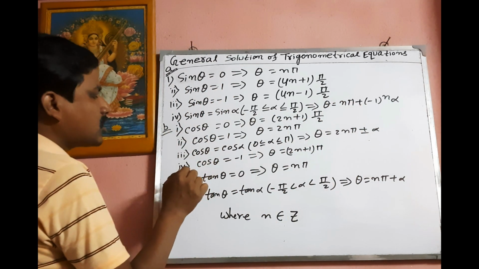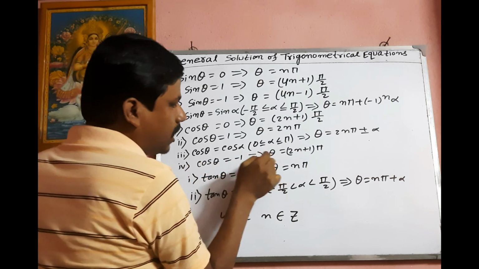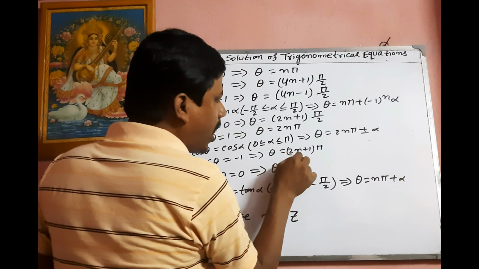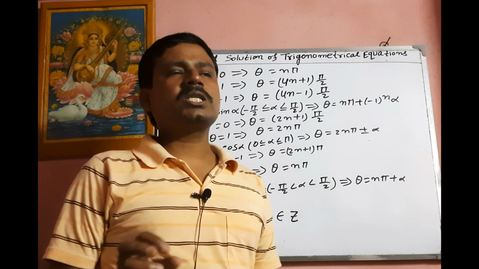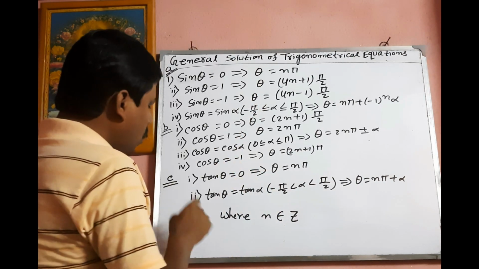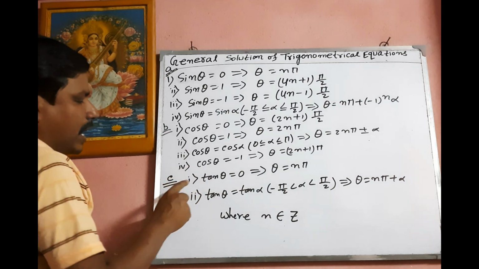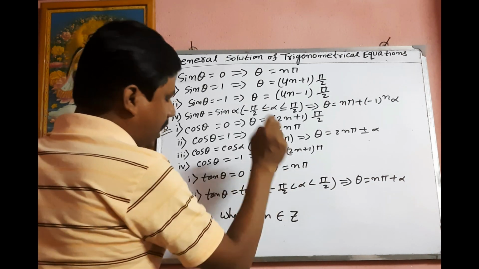Now the last cos theta type formula is cos theta is equal to minus 1. Then theta is equal to (2n plus 1) times pi. Now we move to the last formula, that is the tan theta type formula. The tan theta type formula is tan theta is equal to 0, then theta is equal to n pi.